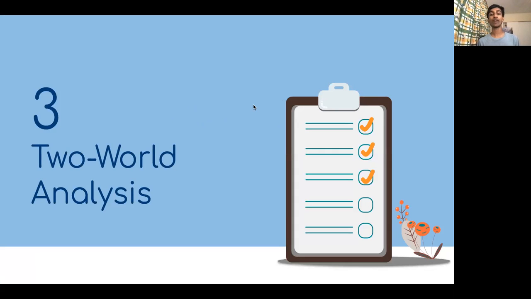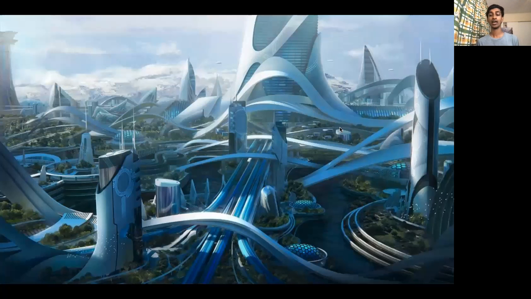Now, the third and final thing that both third speakers do is the two-word analysis. Here are two words. I want you to take out a piece of paper or a Google document or something and write down what comes to mind as you look at this picture.